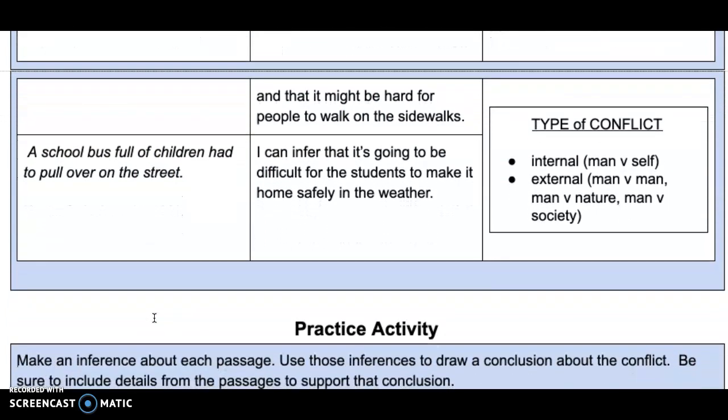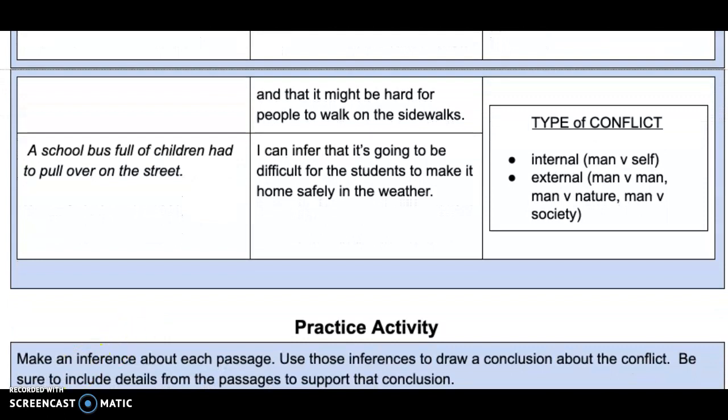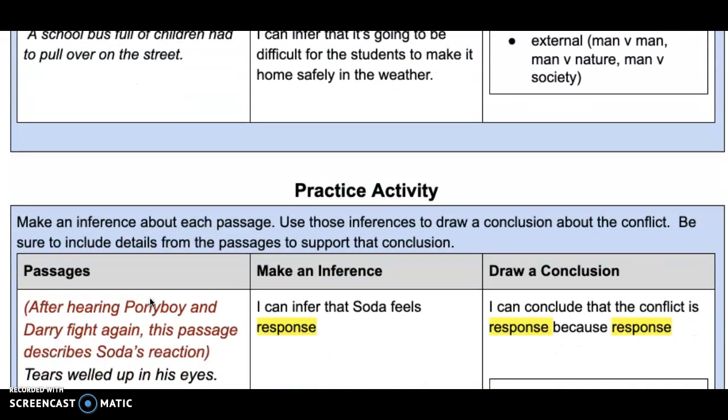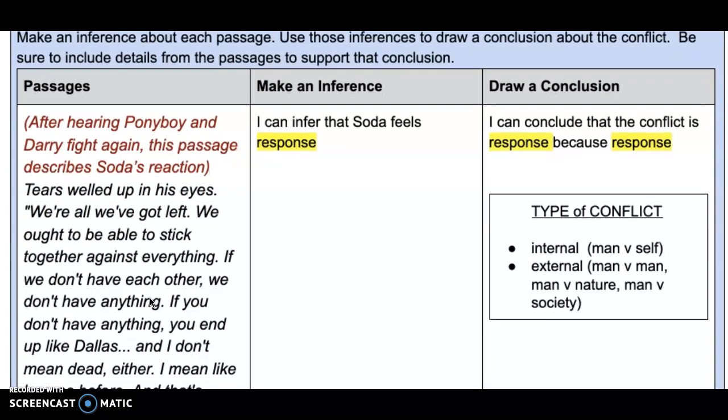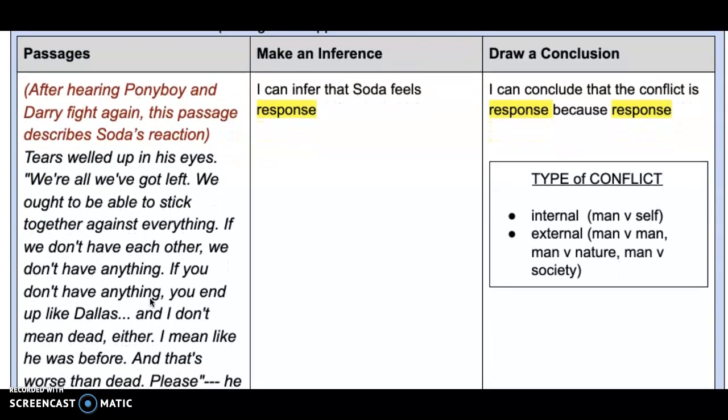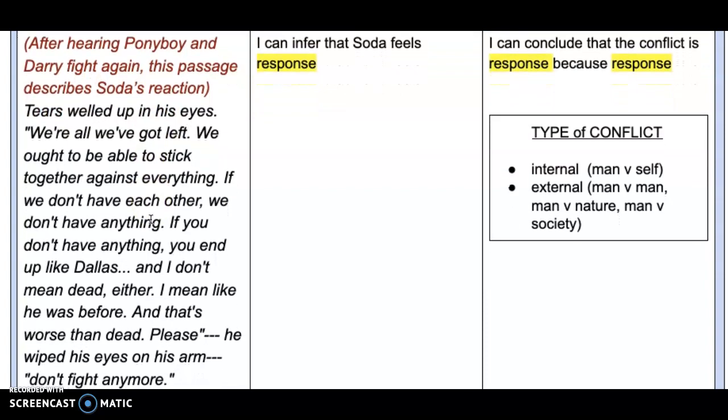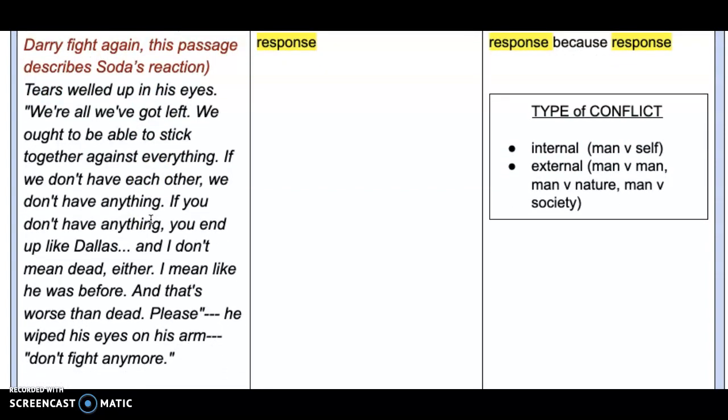Now we'll move on to the practice activity. We'll start over here with the passages, and you'll notice that some of the passages are in red. This is to give you some background information to help you comprehend the passage. So this says, after hearing Ponyboy and Darry fight again, this passage describes Soda's reaction. Then you'll read what his reaction is.